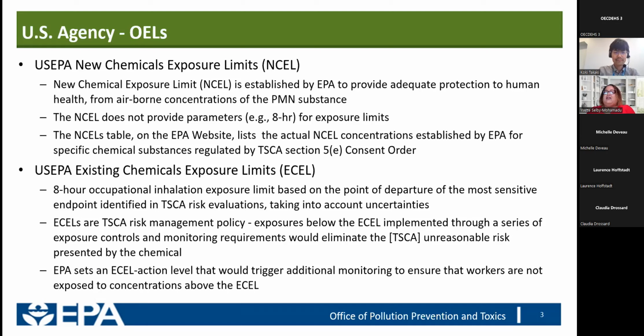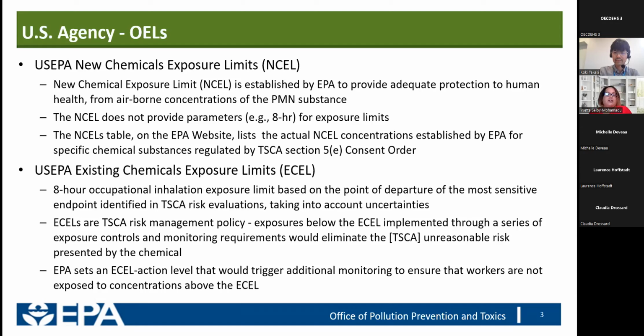So the US EPA has what we call new chemical exposure limits. We call those a NICEL, and it is an exposure limit that is developed to establish adequate protection to human health from airborne concentrations of our pre-manufactured substances. The NICEL does not provide time-weighted duration parameters in the limits like we do for some of our other exposure limits. On our website, we actually have a table that lists actual NICEL concentrations for specific chemical substances that are regulated by TSCA, and it's specifically under our Section 5(e) consent orders.